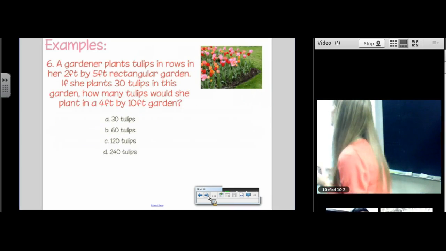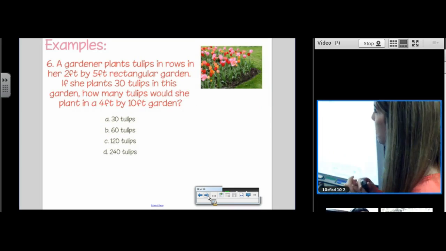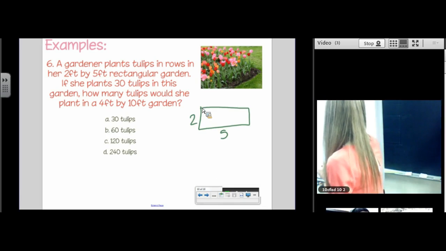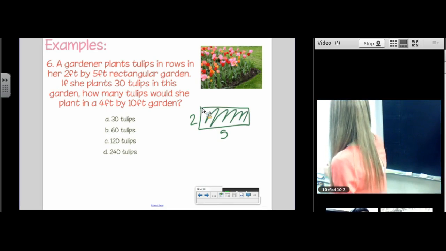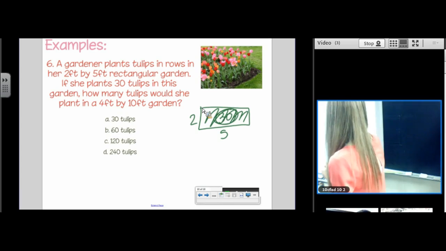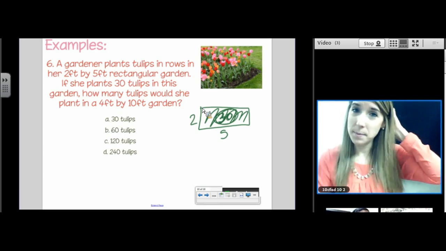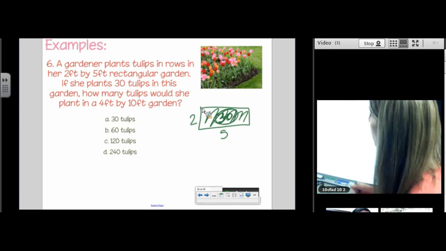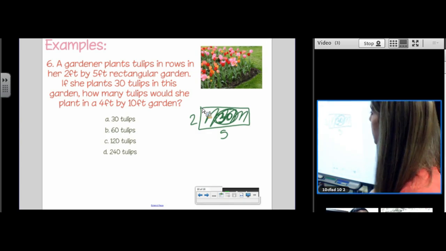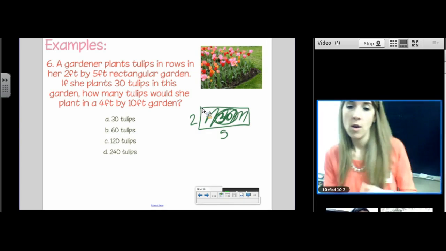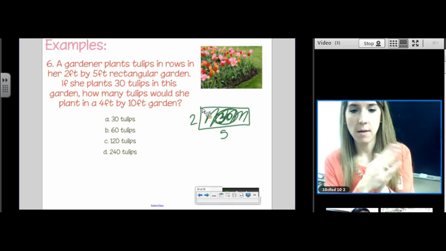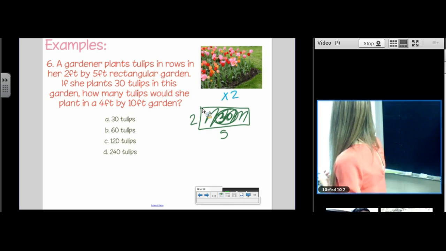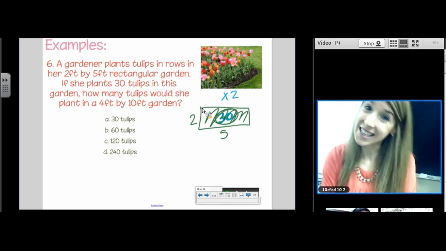Last problem. It's springtime, so we're planting tulips in our garden. We have a 2 by 5 garden, and we're going to plant 30 tulips. Notice I shaded it in because when you're planting tulips, you're going to fill the garden up. That's an area. That's not a side. How many tulips would we plant in a 4-foot by 10-foot garden? Now, what did we do to the sides? 2, 5 became 4, 10. We doubled the sides. So if I planted 30 in this one, am I going to plant 60 in my larger one?